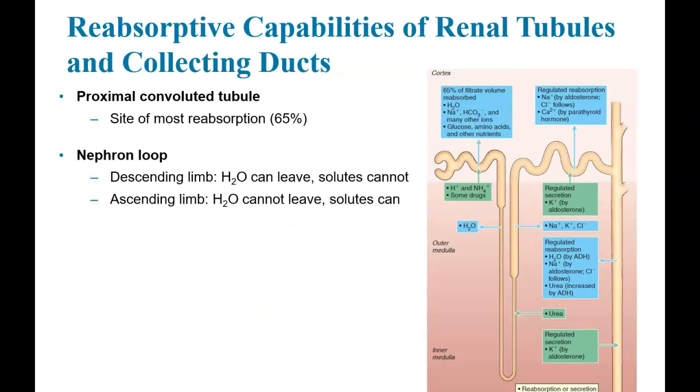So in the proximal convoluted tubule, that's the site for most of the reabsorption. 65% of the filtrate is reabsorbed here. So that's mainly water, sodium, bicarbonate, and other ions, and also organic substances like glucose and amino acids. In the descending limb, this is where water could be reabsorbed. Solutes can't. Then there's the ascending limb of the nephron loop where water cannot leave because of the absence of aquaporins. It can't leave the tubule, but solutes can.